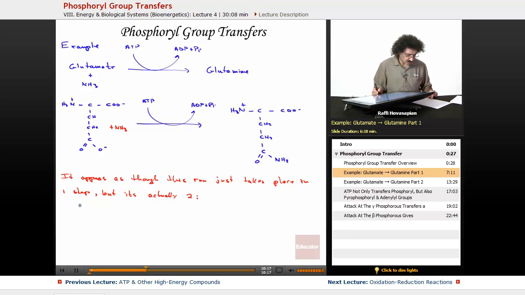Should I do it on the next page or should I do it on... Yeah, it's okay. I can do it on this page. It's not a problem. Let me go ahead and go back to blue here.